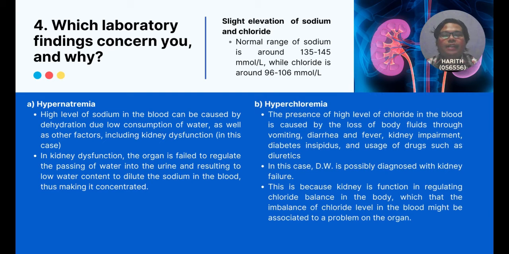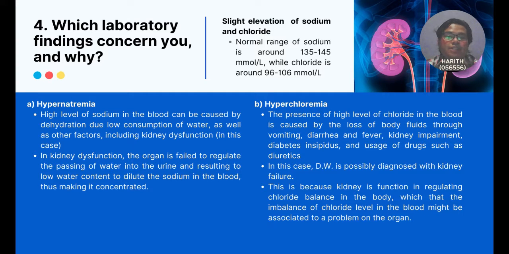Third is a slight elevation of sodium and chloride. The normal range of sodium is around 135 to 145 millimole per liter, while chloride is around 96 to 106 millimole per liter. Hypernatremia, or a high level of sodium in the blood, is caused by dehydration due to low water consumption as well as other factors, including kidney dysfunction, such as in this case.